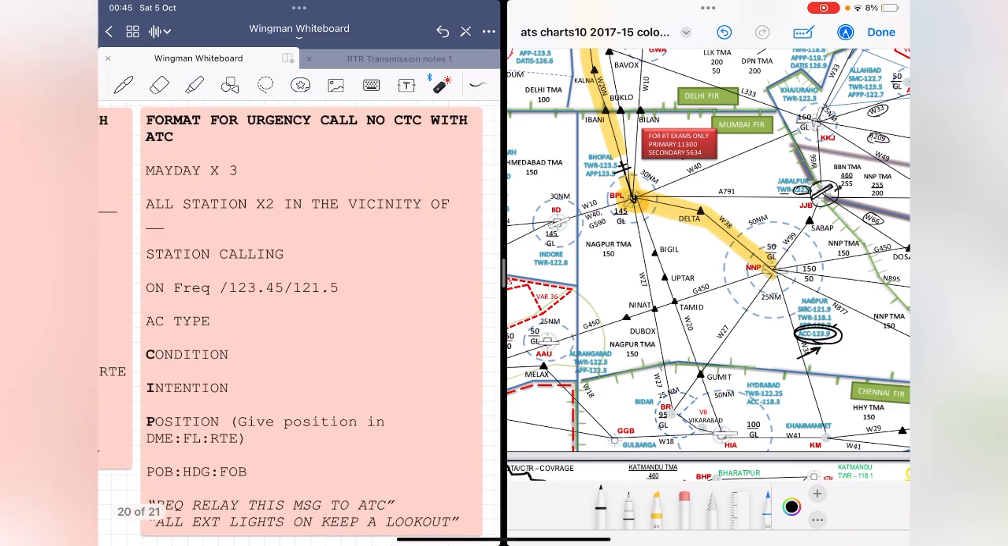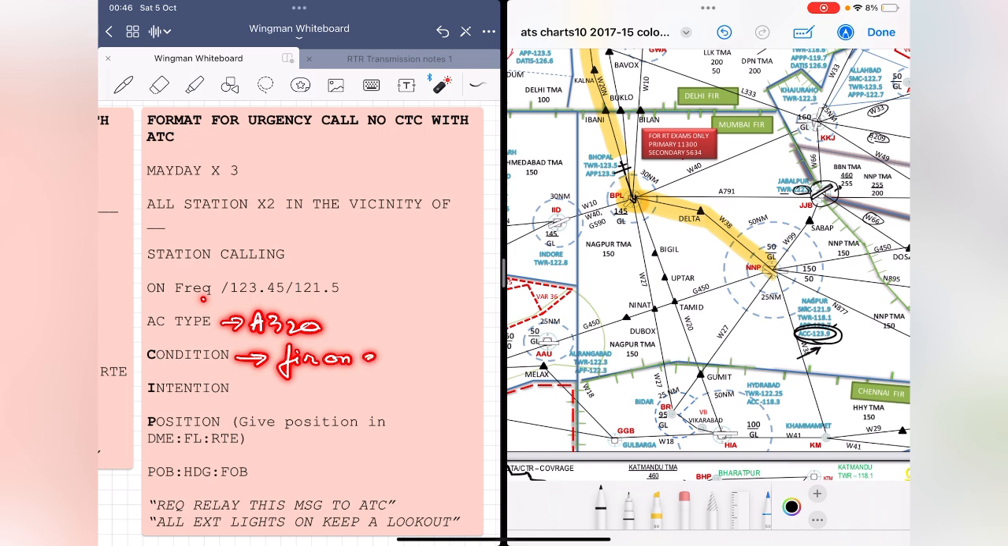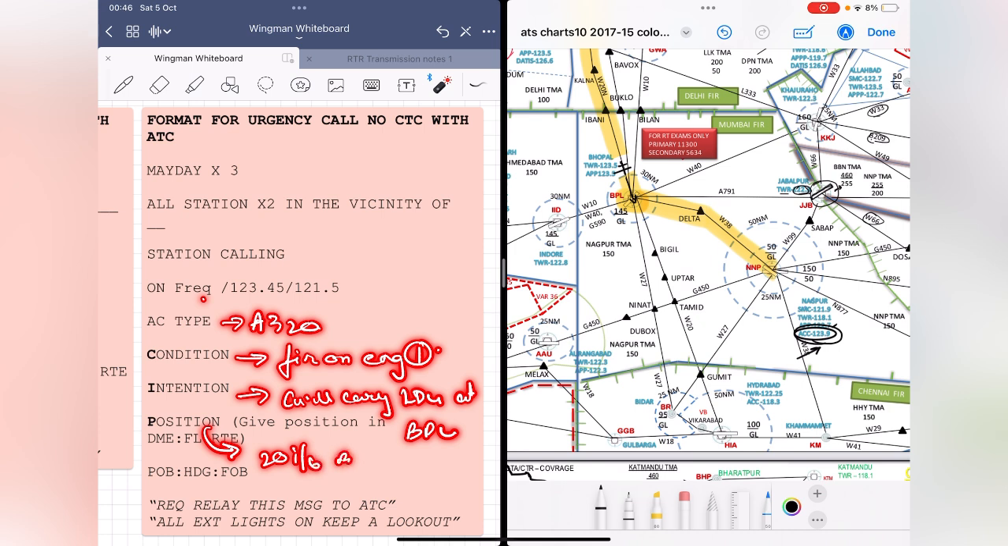Then you have the format for a distress call with no ATC. Again, it's very similar. You start with Mayday, Mayday, Mayday. All stations in the vicinity of 20 nautical miles of Bravo Papa Lima. Station calling. Your call sign, in our case, is 6E968. On our frequency of 123.9. We are an Airbus A320. Our condition is fire on engine number 1. What is our intention? We'll carry out landing at Bravo Papa Lima. What's our current position? 20 inbound Bravo Papa Lima, maintaining flight level 310 on whiskey 20 at 2220 hours.